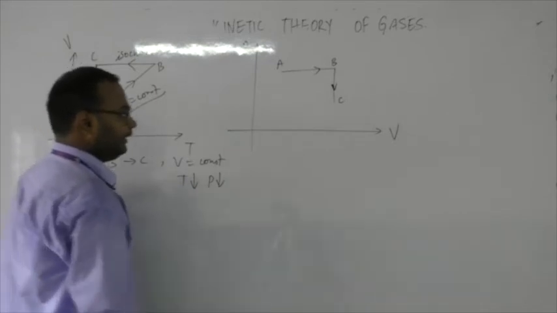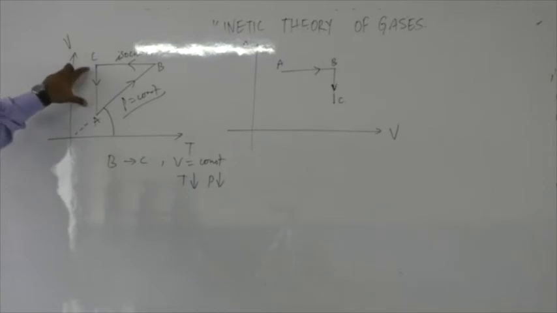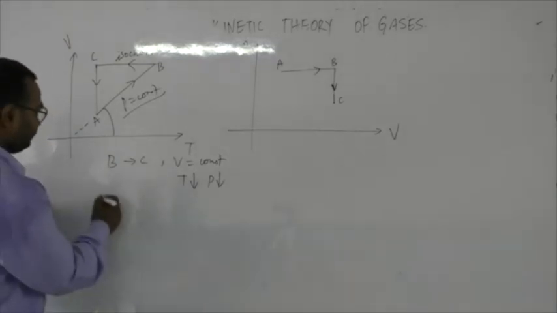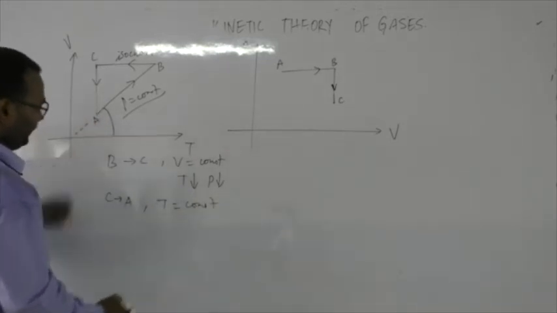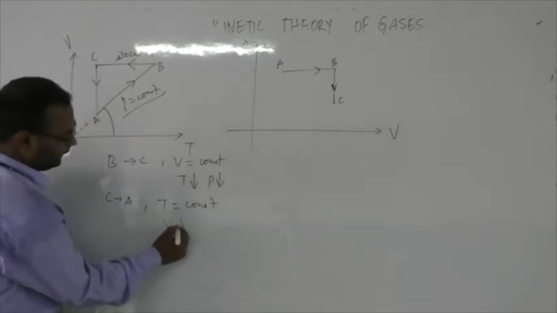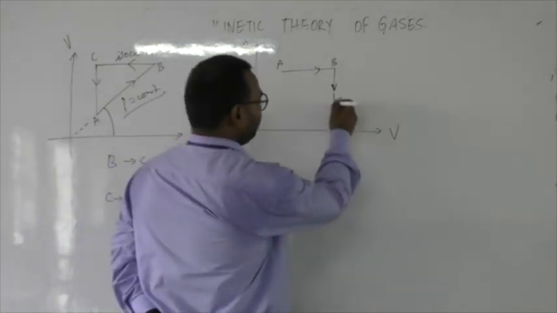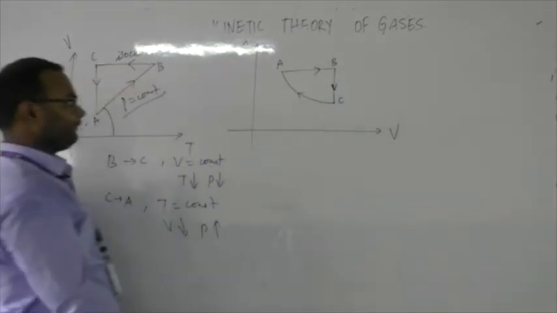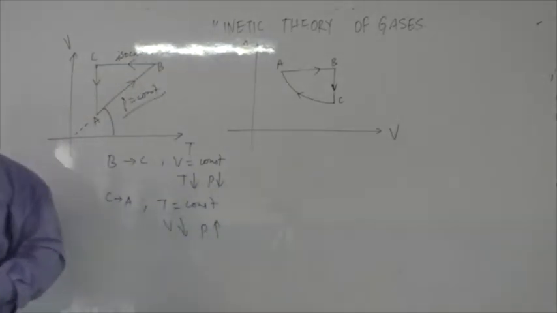From Gay-Lussac's law. Now, from C to A, it is isothermal, same temperature, and volume is decreasing. At constant temperature, when volume decreases, pressure increases. Boyle's law. So this will go like this. So from the VT graph, you have converted to a PV graph.